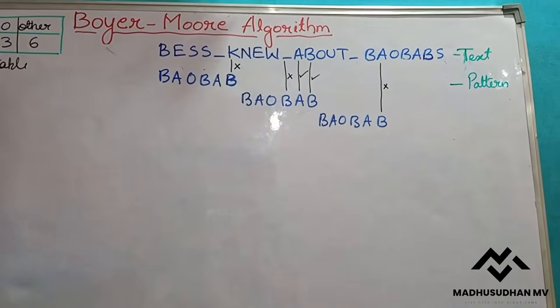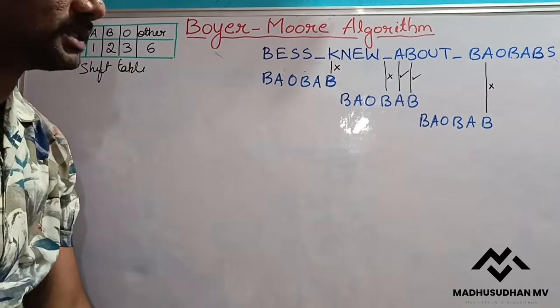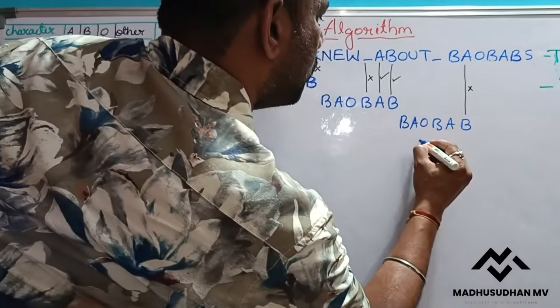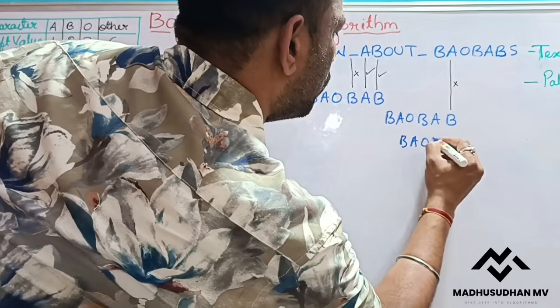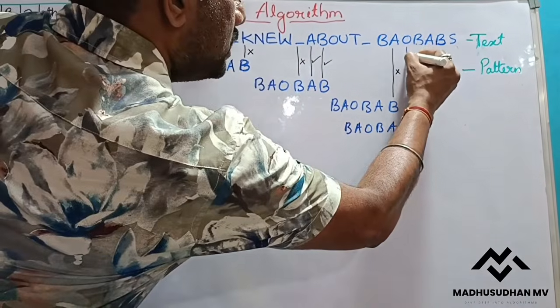So what is the value of A? Take it from the shift table. So A value is what? 1. So shift the pattern towards its right by one position. So only one position, B, A, O, B, A, B. Now, again, you check this one.